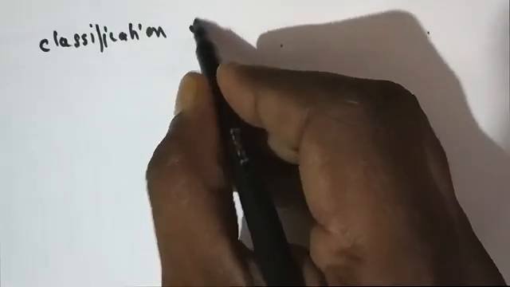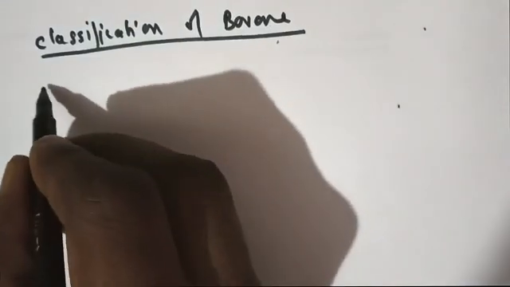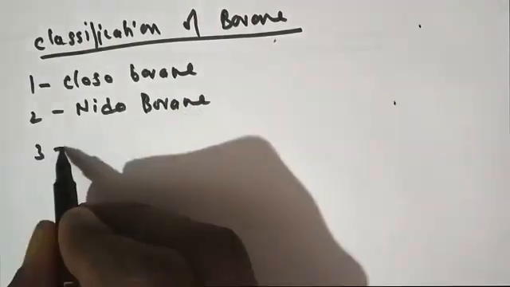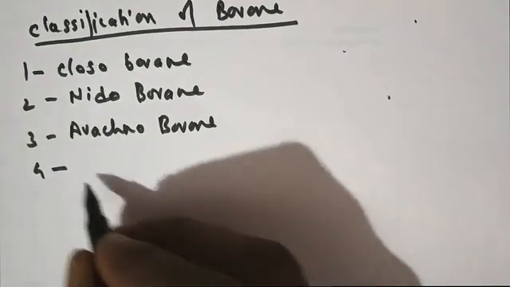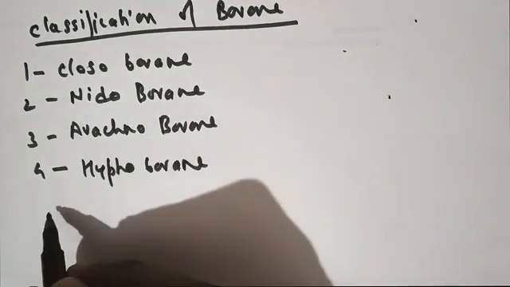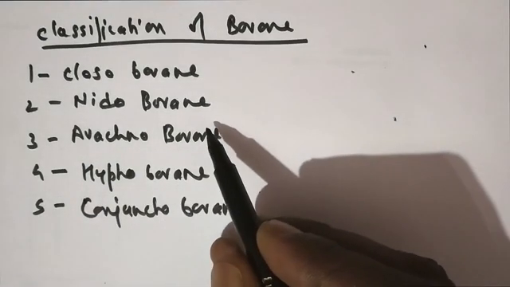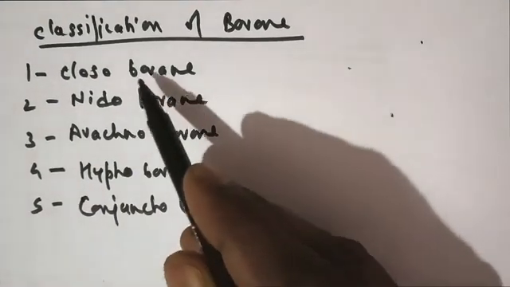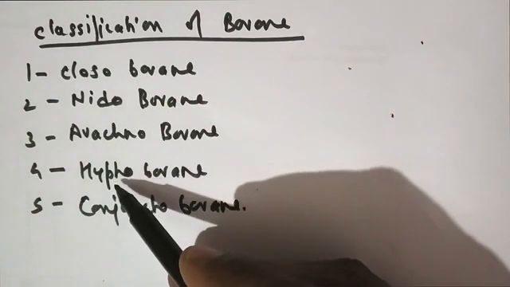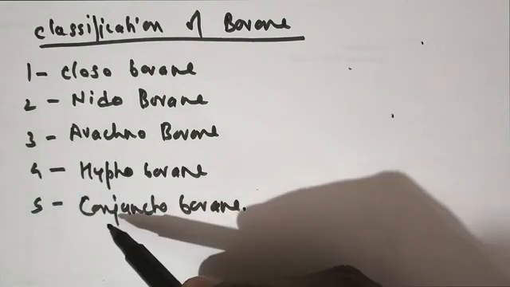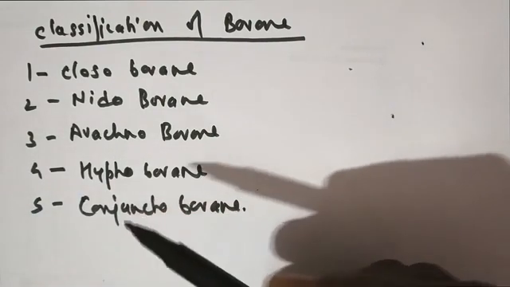Classification of borane. The following categories generally exist in the case of borane. The first is the closoborane, second is the nidoborane, third is the arachnoborane, fourth is the hypoborane, and fifth is the conjunctoborane. So we will discuss it one by one.